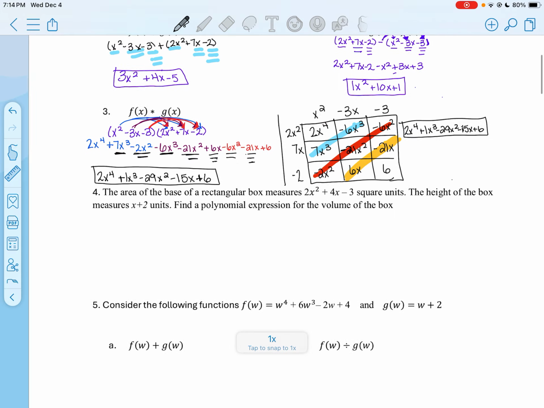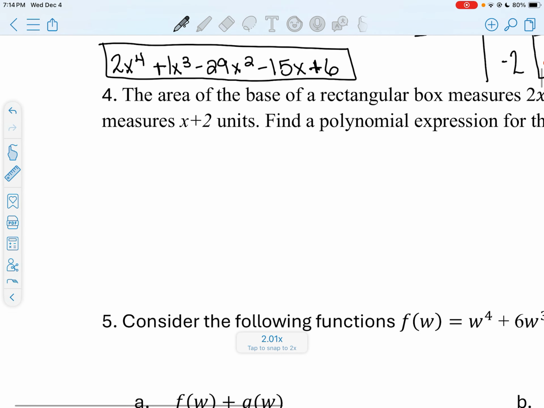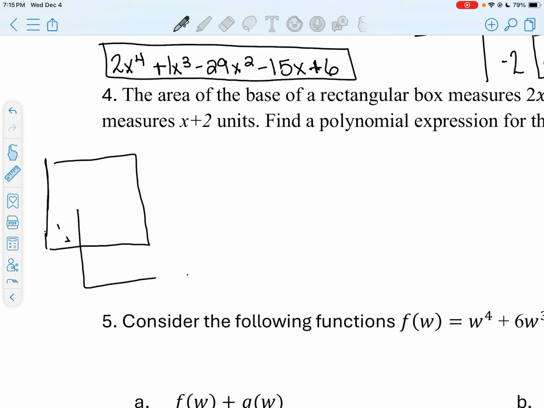So we have a box. We have a rectangular box. All right, let me draw it. It's a 3D shape. Hopefully, if you were in geometry last year, you remember that the last thing we did in geometry was volume. Area, volume, surface area. So here goes my rectangular box.